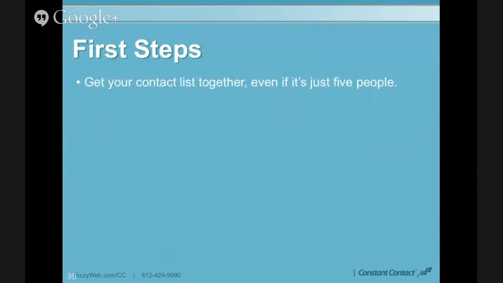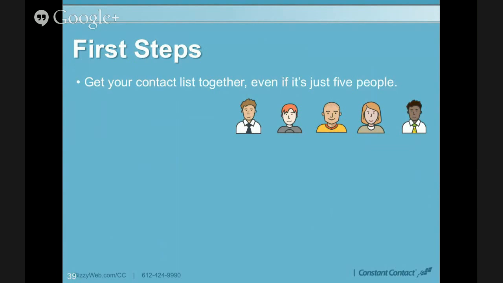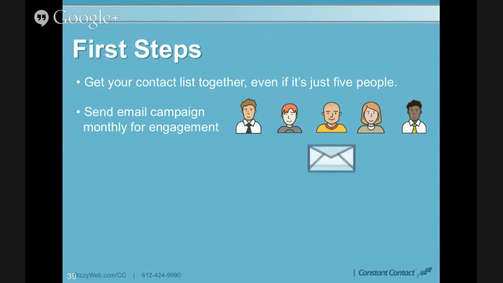Start with the first 5 people. No big deal on how to reach out to those folks. They might be family and friends. The key is, unless you start doing it, you're not going to be able to get better. So send them an email campaign monthly. Make sure that you engage them and that you're publishing things that are helpful and interesting to that target market. So your email is what's going to be your first step.